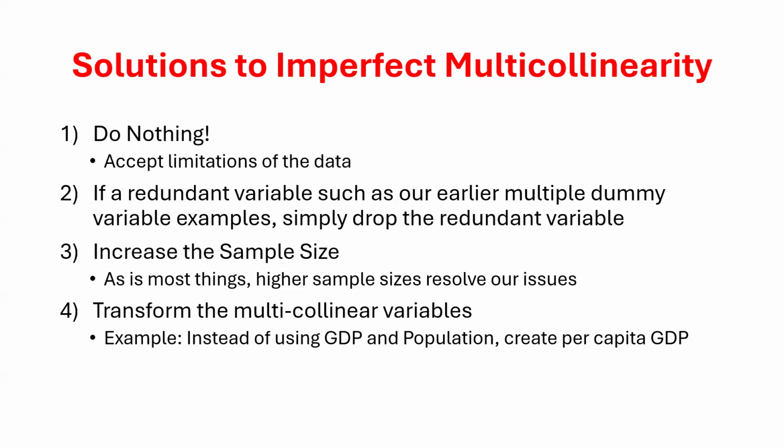Now, usually this is a ratio. So what's something I could do with GDP and population? Create a new variable, which is GDP per person. Divide GDP by population. Now that should be capturing both those variables' impact. It'll give me a slightly different interpretation on my coefficients, but I'm still able to build in the impact of both variables without having this imperfect multicollinearity issue.